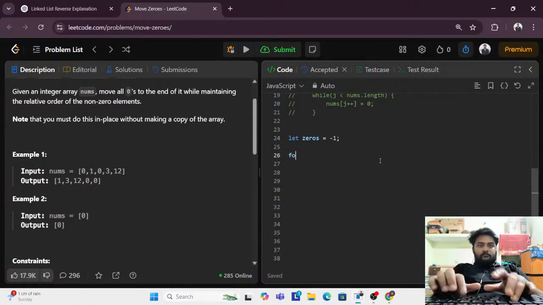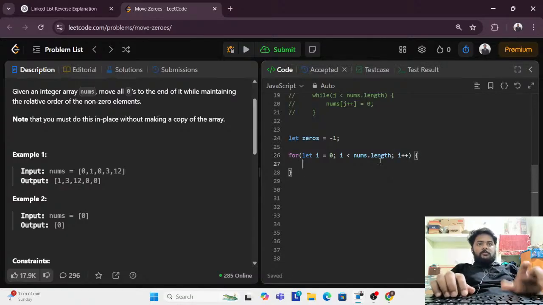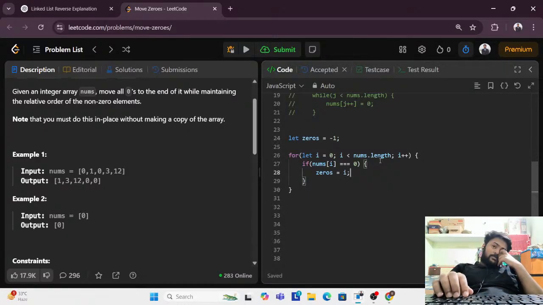What I would do is let i equal 0 and i less than nums.length, i plus 1, right? If anywhere you find 0, what you will do is set zeros equal to i. This is the index we find. Just break from it.